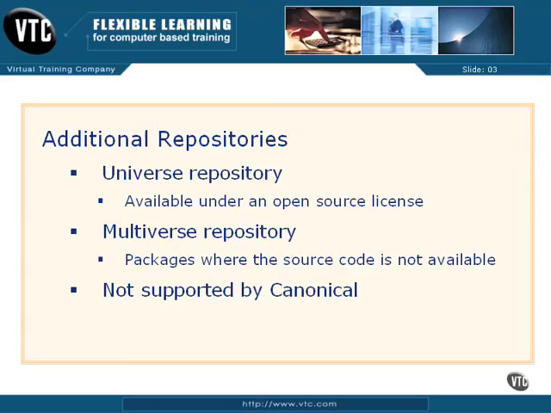The other major repositories are known as Universe and Multiverse. They parallel the main and restricted repositories. The Universe repository has other open source packages. The Multiverse repository includes other packages where the source code is not available. Packages in both the Universe and Multiverse repository are not supported by Canonical.